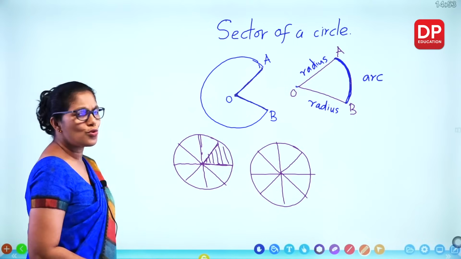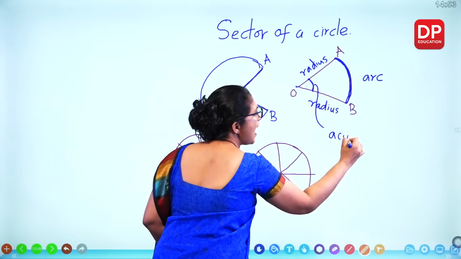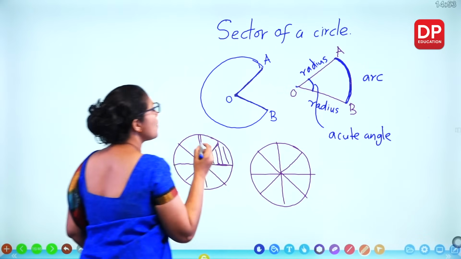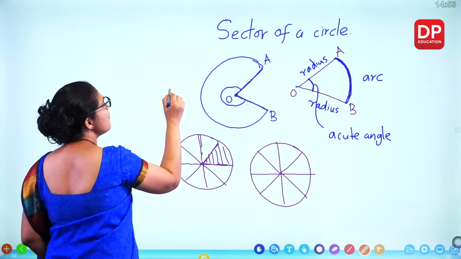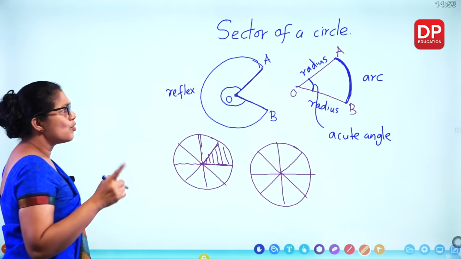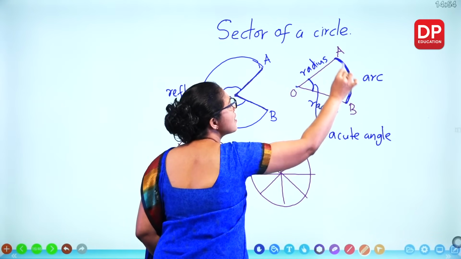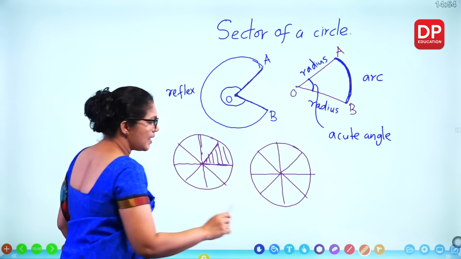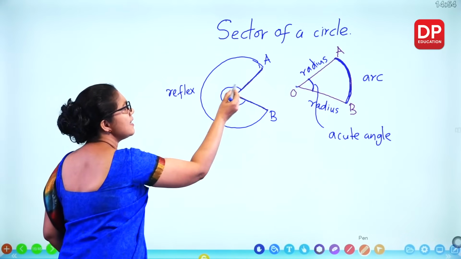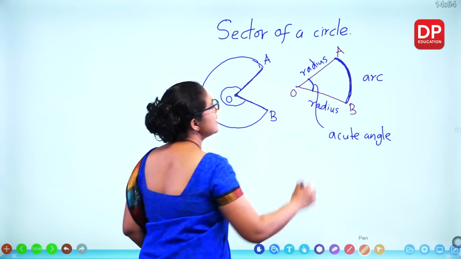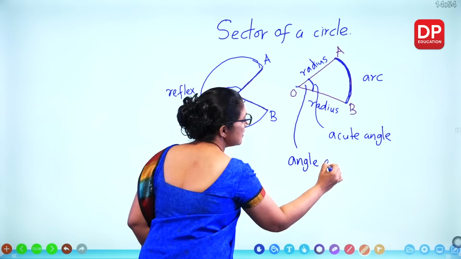But what's the difference between these two? When you look at the angle here, this angle is a smaller one. So we call it an acute angle. What about this one? You get a big angle, more than 180. So what do you call those angles? Reflex angles. But those two are sectors. So here we'll try to find out how we can find the arc length when you get a sector. So here I'll erase this one and show you. When you want to find the arc length, the angle here is important. So what do you call this angle? Angle at the center. So here we'll call this angle the angle at the center.